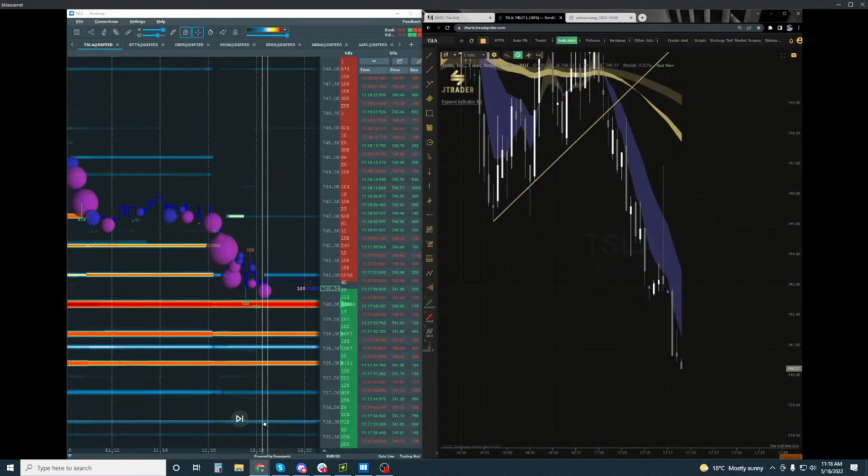It's still weak over here. 740 is that important support.